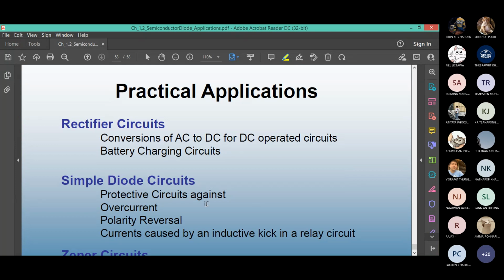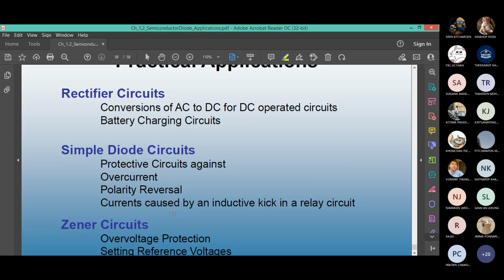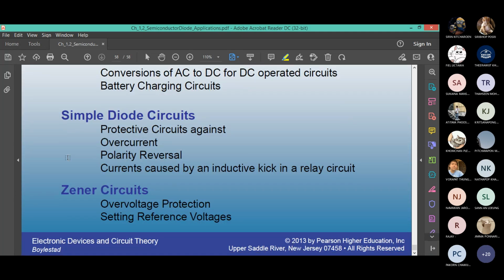So rectifier circuit, you have seen full wave and half wave rectifiers. Conversion of AC to DC voltage is done by a rectifier. In battery charging circuits, you can use a diode. A simple diode circuit can be used for so many things. You can protect from overcurrent, reverse polarity, and Zener circuits are quite useful. You can protect from excessive voltage. You can also set a reference voltage for a certain part of your circuit using the Zener rated voltage.